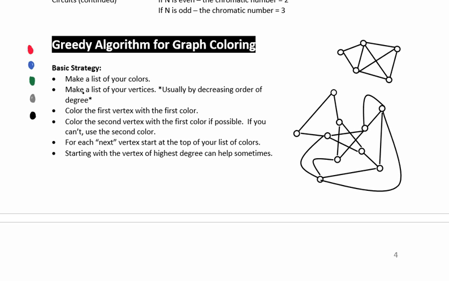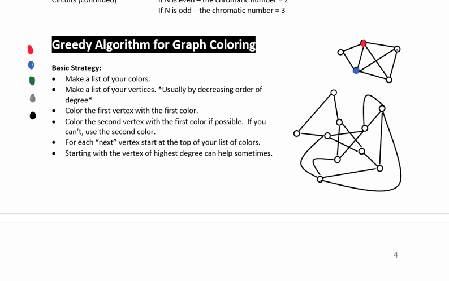The next thing you're going to do is make a list of your vertices. Now, I'm actually not going to list them, I'm just going to look at them. Most of the time, you want the vertex of highest degree first. You want to color that one first. So you're going to color your first vertex with your first color. I have 2 degree 4s, so I want to start there. I would make that first one my first color, red. Then I would go to the next degree 4 and I'd say, can I make this red? No. So I move down to the next color on my list, blue.